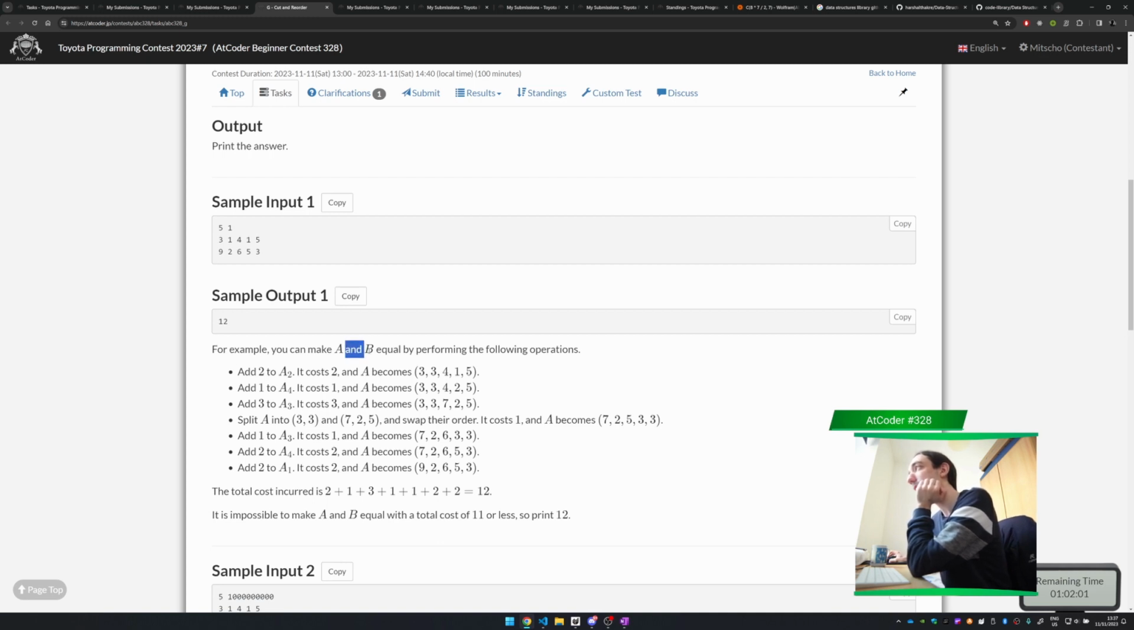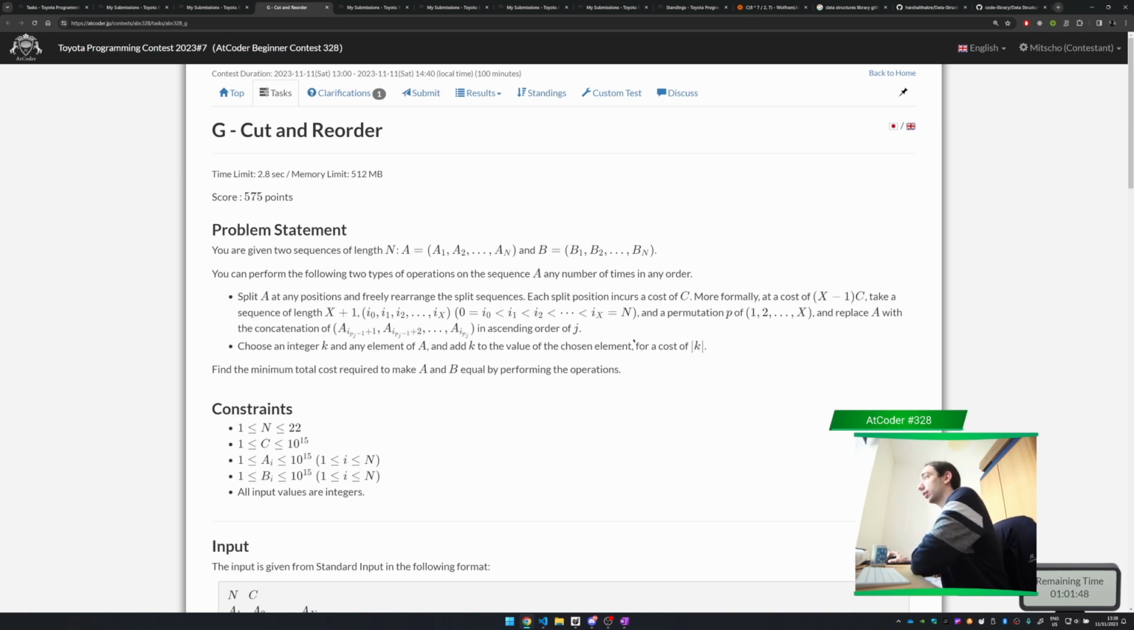For example, you can make A and B equal by performing the following operations. Add 2 to A2. Wait, choose an integer k and any element of A, add k to the chosen element at a cost of k. So the idea here is that I can make any element. I need to rearrange them somehow so they're really close to B, and then add this k. So the additions, I can perform them at a later step.